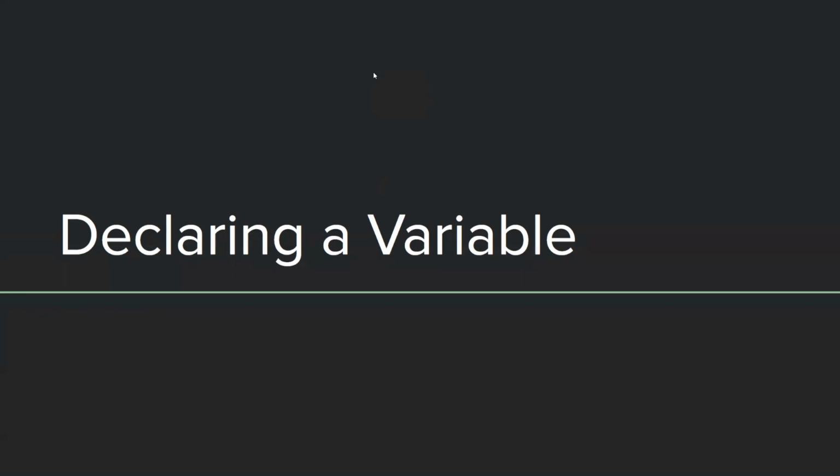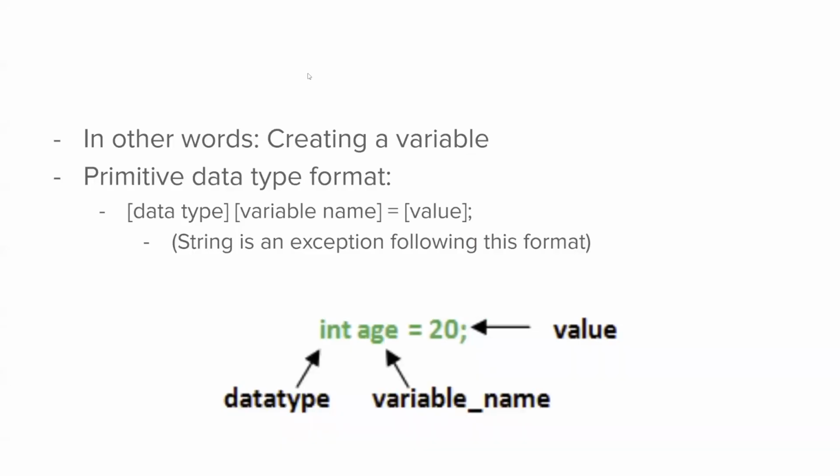This will be a rather short video because we already talked about declaring variables in the first part, but we'll just expand on it. So we already kind of know that when we create a variable, it's also known as declaring a variable. We're creating it and setting a value for it.